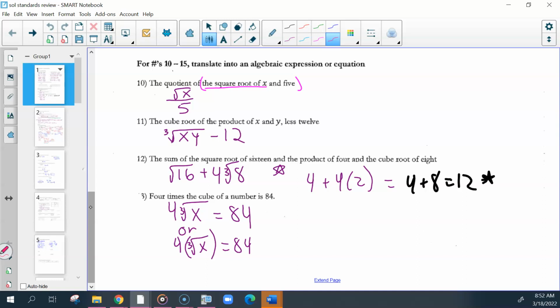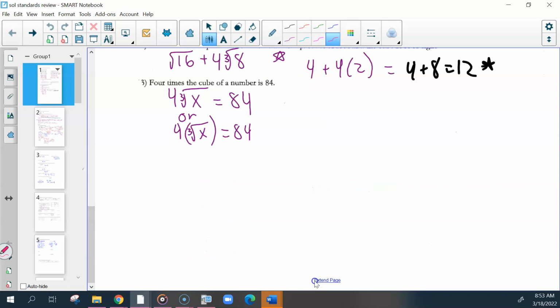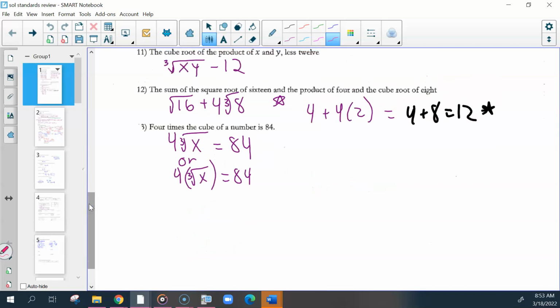This part over here would just be me doing extra work. And then number 13, 4 times the cube of a number is 84. That's wrong, because this should be x cubed, not the cube root, because it doesn't say cube root. So 4x to the third equals 84, or you can write it like this. Question on any of those?